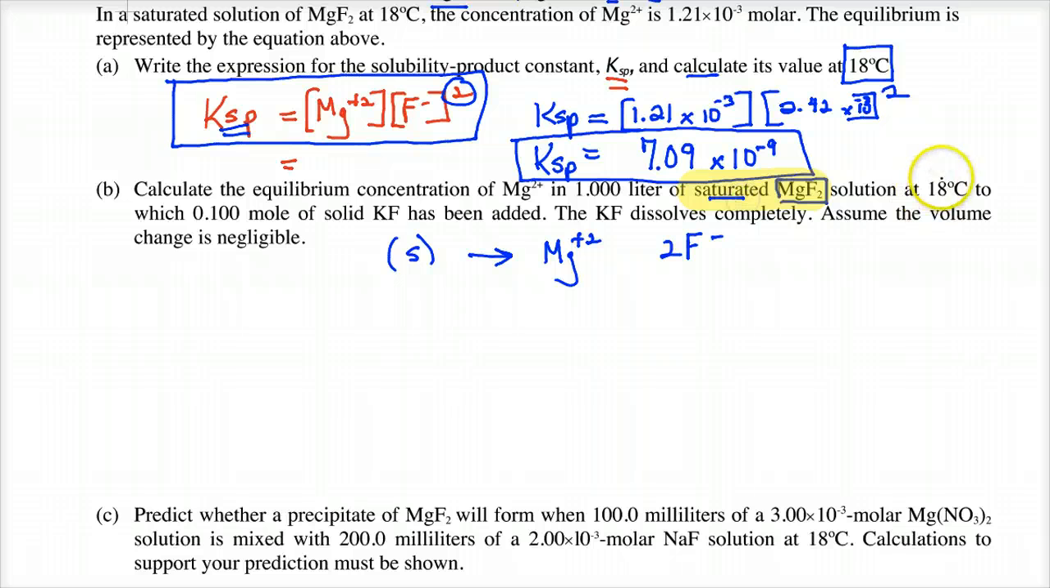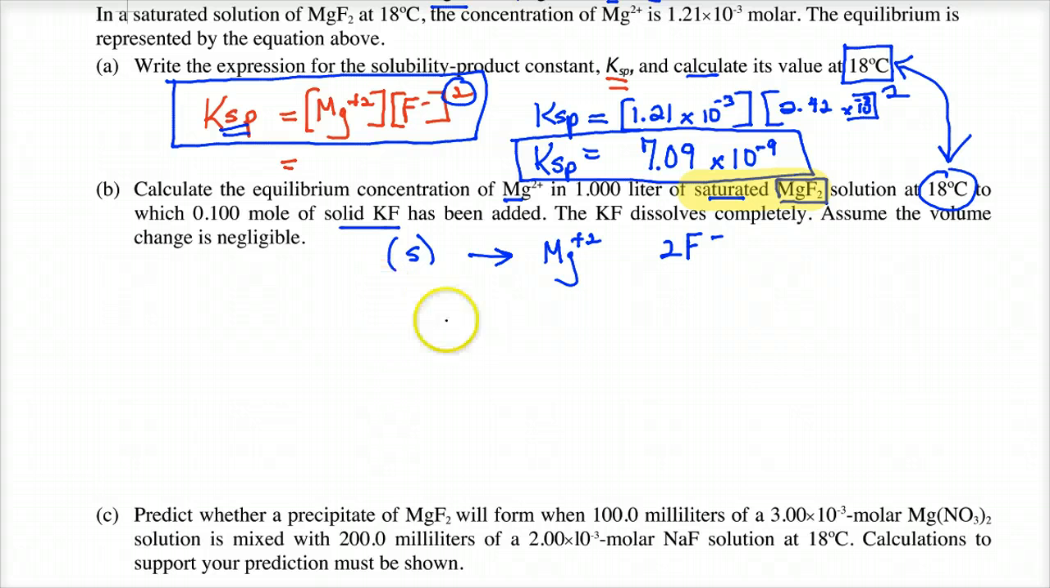Okay, I'm at a certain temperature. Notice that temperature is staying the same. They're not being sneaky, they're just covering all bases. Remember, this Ksp is temperature sensitive. Okay, so I have a reaction. I have Mg²⁺. They want the actual concentration of this when it's saturated, when I add some other compound to it.